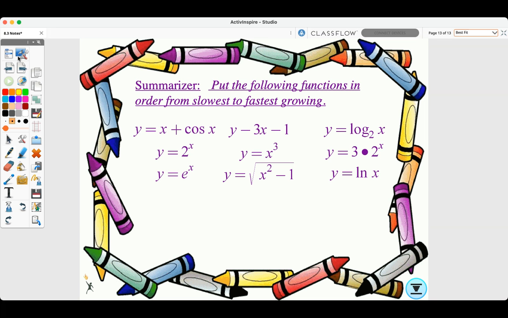As a summarizer, and we'll go over the answers to this in class, put the following functions in order from slowest to fastest growing, based on the rules that we came up with from the video.